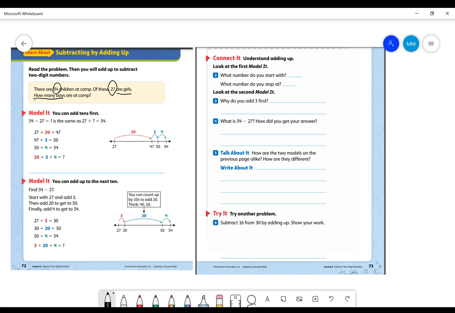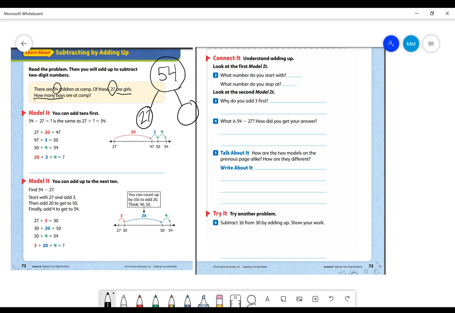It says we have 54 children at camp. So I'm going to write 54 right here, and then we're going to decide if it's a whole or a part. Of these 54 children, so if it's talking about 54 of the 54, does that mean 54 is my whole or is it a part? It's my whole. So I have 54 kids at camp. 27 of them are girls.